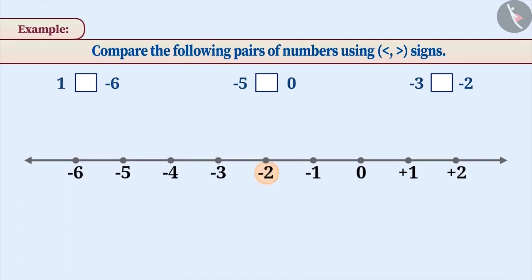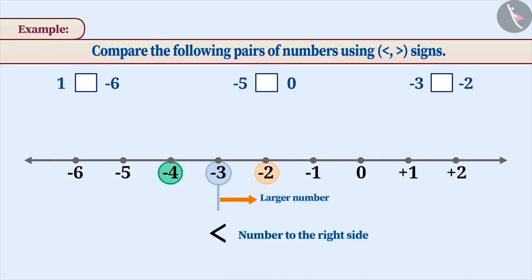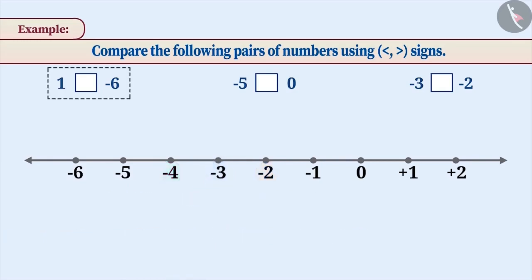If a number lies to the right side of another number on a number line, then it is the larger number of the two. Similarly, if a number lies to the left side of another number, then it is the smaller number of the two.